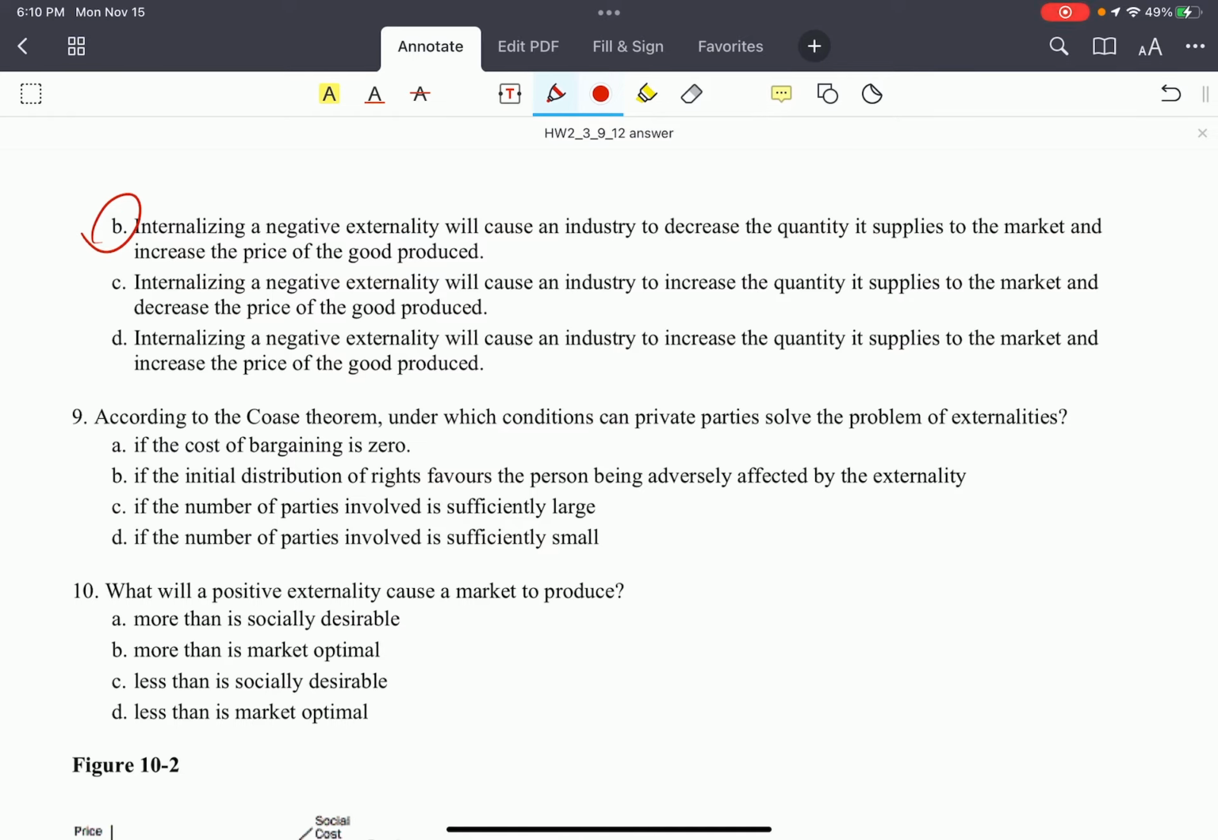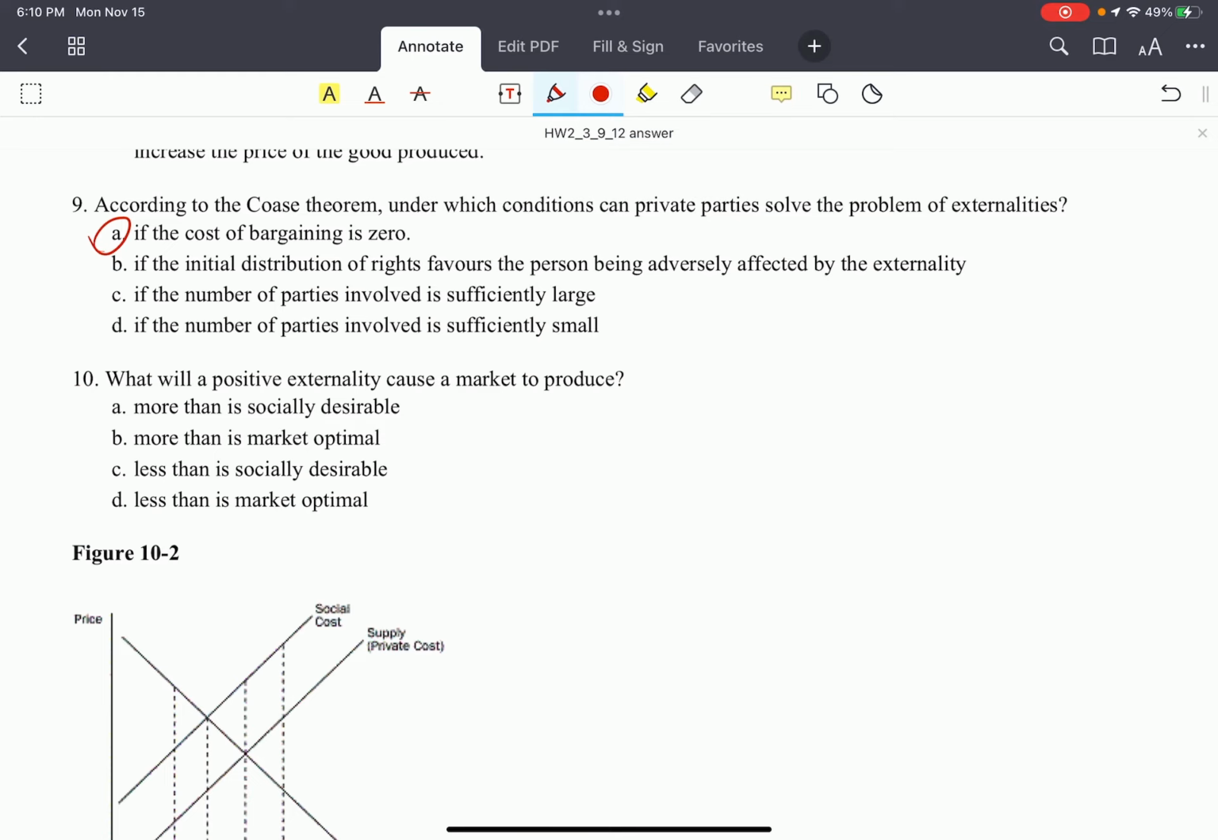So you can see that here you should choose A. What will a positive externality cause a market to produce? Again, let's refer to the example we talked about in the lecture note. So basically, we discussed this education example.